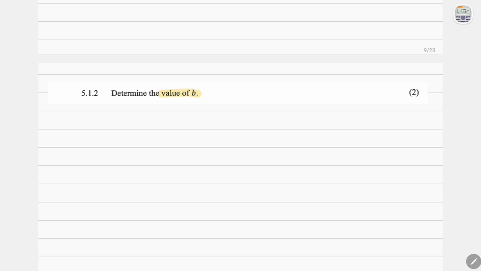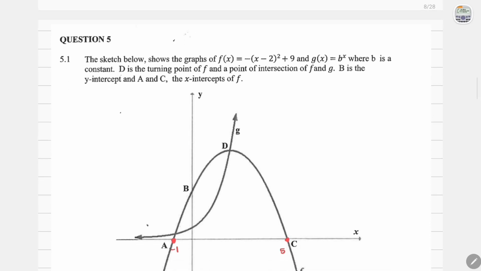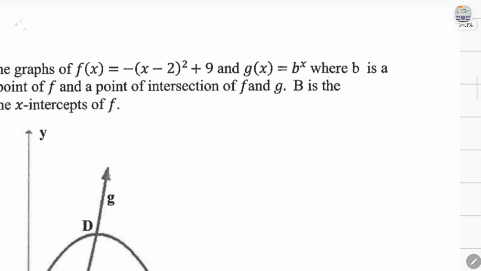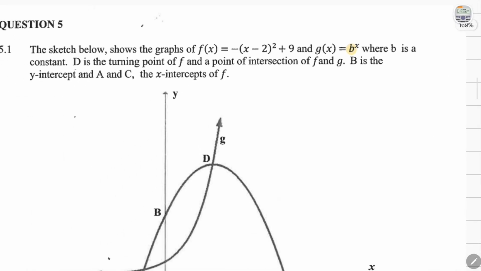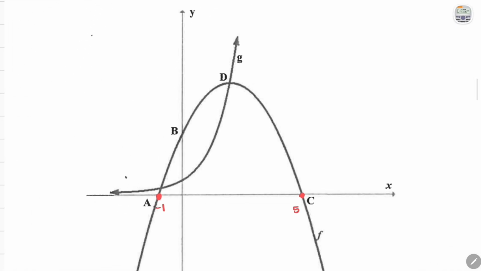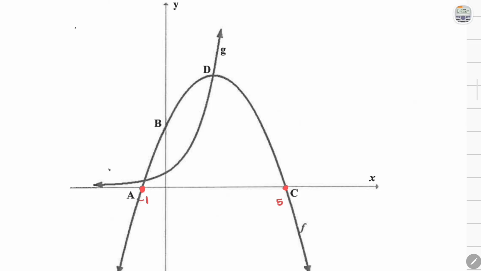Question 5.1.2 says, determine the value of B. Okay, so b from the exponential. To find b, because it's the only variable missing here, we just need a value in place of y and then a value in place of x, and then we'll find b. So that means we need a point. So look at G, the graph of G. Do we have any point on it? Yes, we actually have a point.